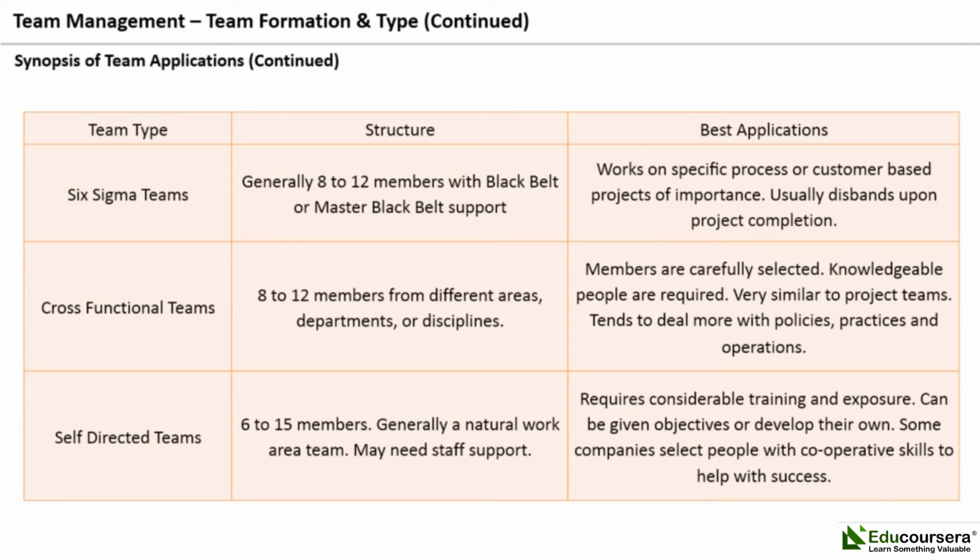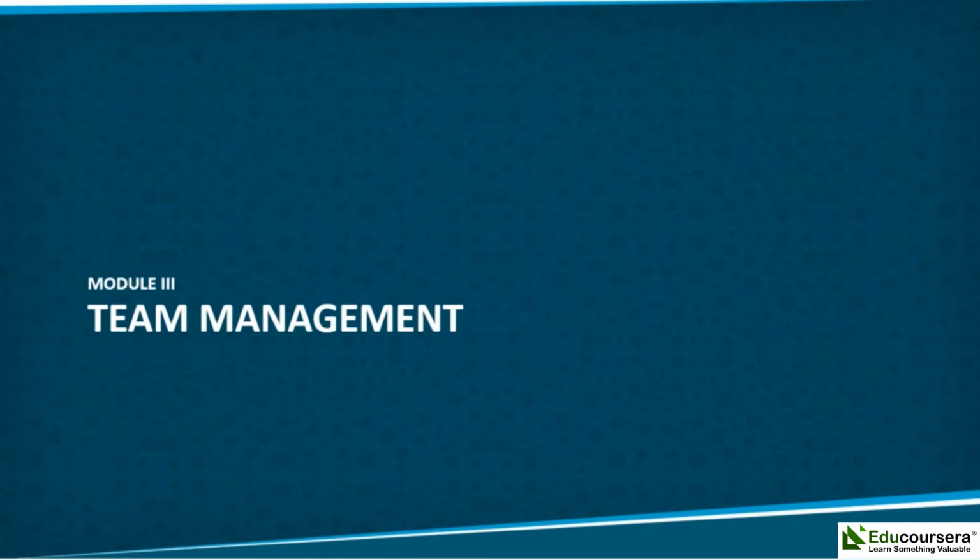Self-directed teams. The structure is of 6 to 15 members. Generally a natural work area team. May need staff support and they require considerable training and exposure. Can be given objectives or develop their own. Some companies select people with cooperative skills to help with success.